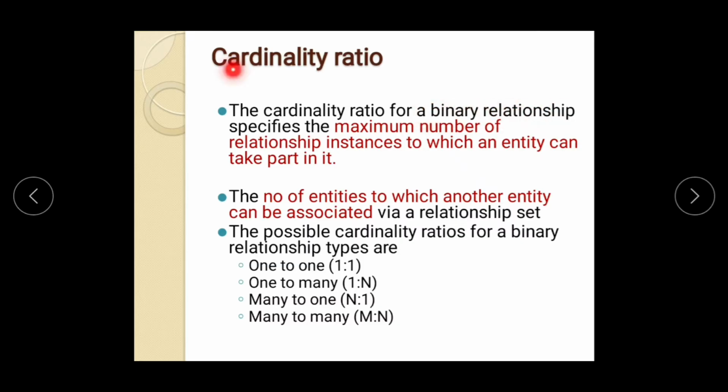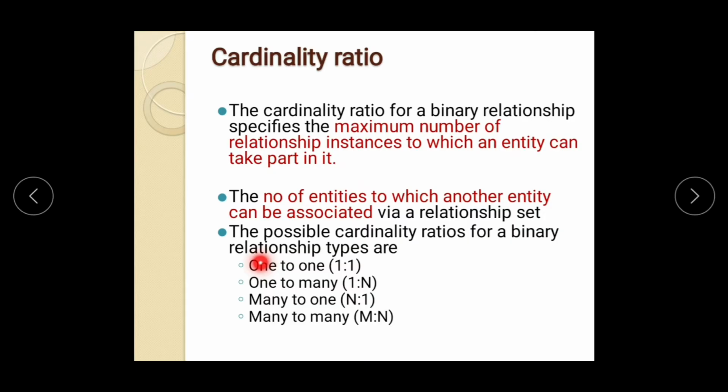In a binary relationship, the cardinality ratio specifies the maximum number of relationship instances in which an entity can take part. So in what number can an entity relate with another entity in the entity type? What is the maximum number of relationship instances an entity can take part in with another entity? Or we can also say the number of entities to which another entity can be associated through a relationship set. These terms will be clear after the explanation of our examples.